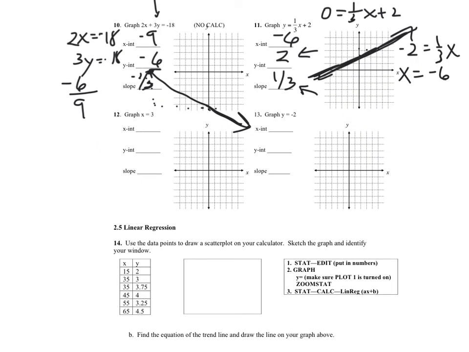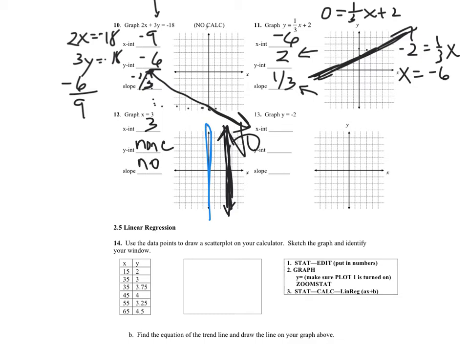Okay, 12 and 13 are special lines. This is the graph of x equals 3. So we're going to go to 3 on our x-axis, and we're going to draw a vertical line straight up and down. And the x-intercept is 3. The y-intercept is, where is my line crossing this line? Well, guess what? They don't cross. So don't say 0. The answer would be none. And then the slope of this line straight up and down has no slope, undefined, none, don't say 0 again.